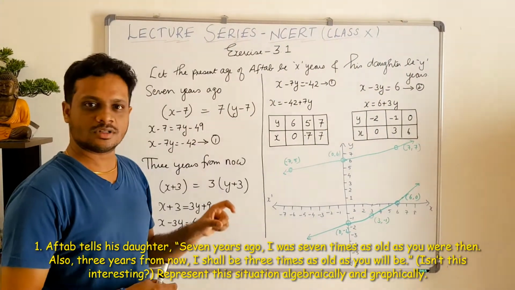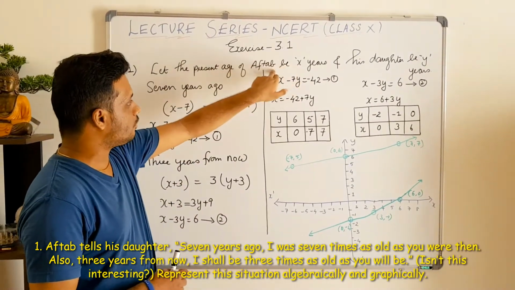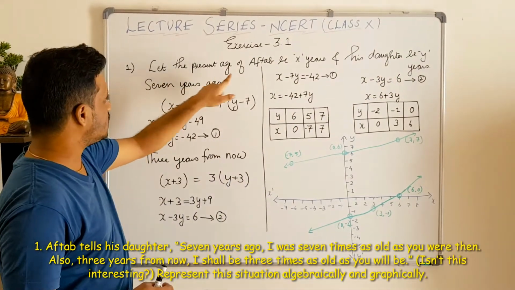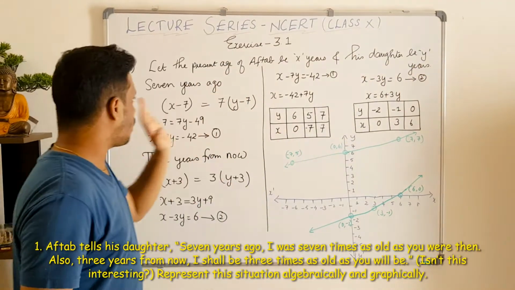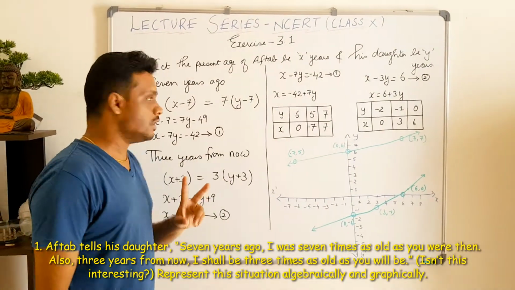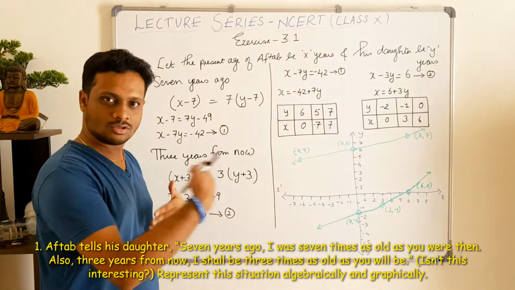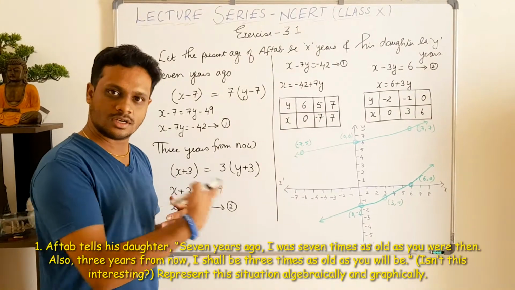So the first assumption that we make for any problem is we assume one variable for the father's age and one variable for the daughter's age. So in this question, I have taken the present age of the father to be x years and his daughter's to be y years. So according to the question, there are two situations given. One is the father says 7 years ago the relationship between his age and his daughter's age, and after 3 years the relationship between his age and his daughter's age.